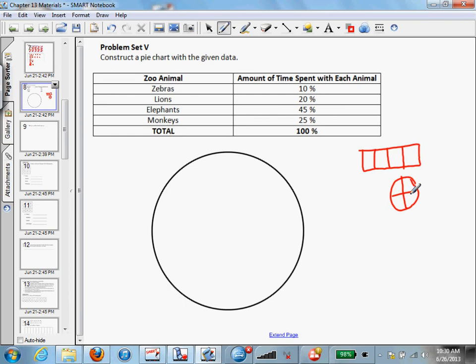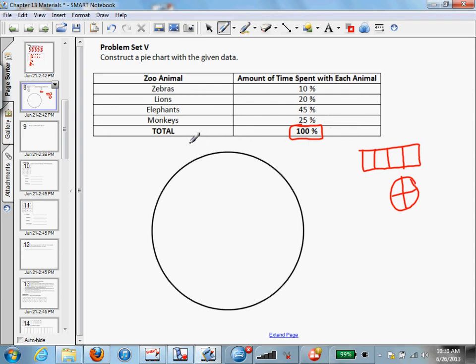Or if, instead of 4 quarters, you had 10 dimes or a mixture of coins, that's what it would look like. But it's always important to remember that with circles, or pie charts, the amount should always equal 100. That is a very important fact.